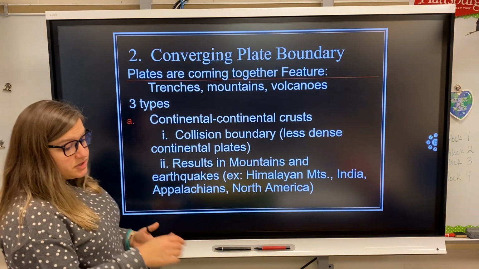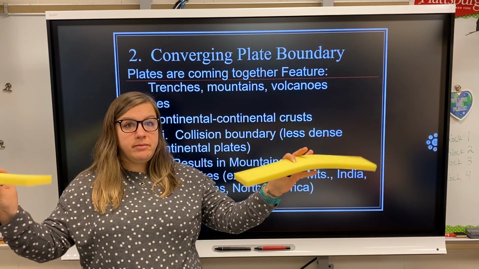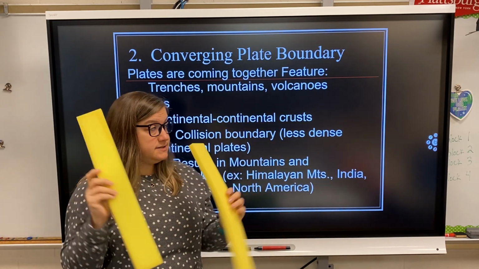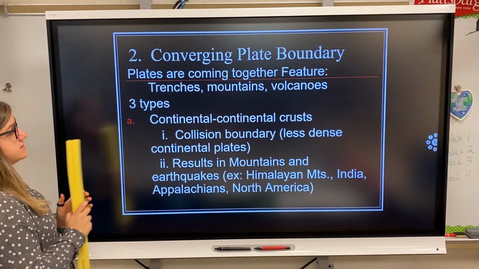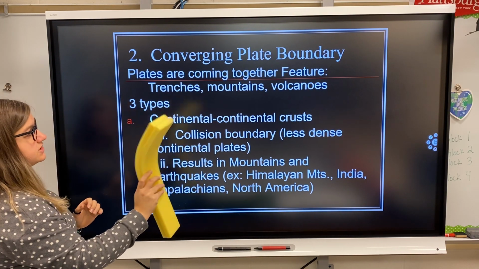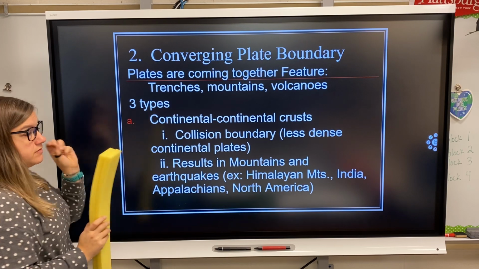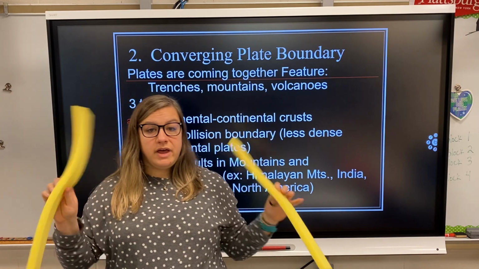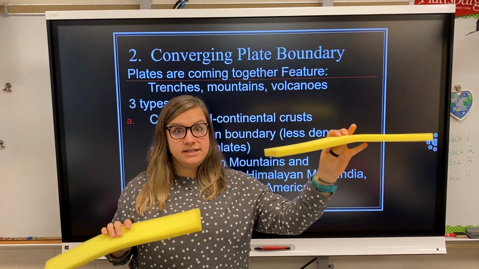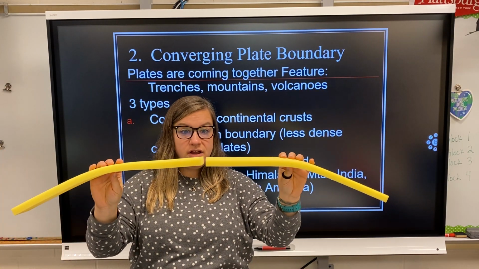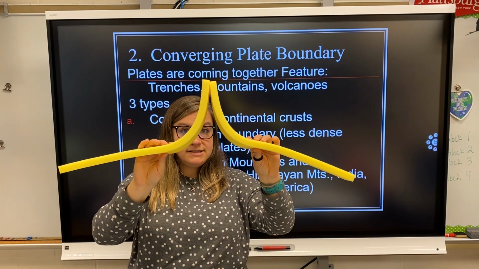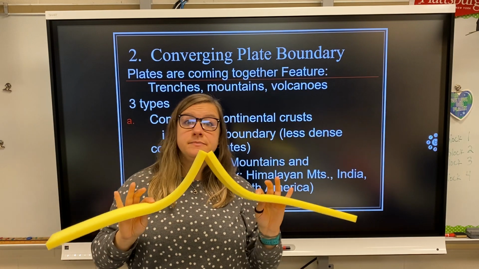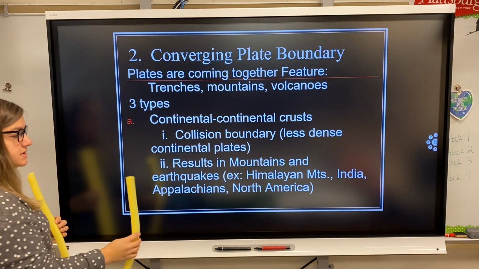Now, convergent plate boundaries is where you have 2 plate boundaries that are coming together and they crash into each other different ways, okay? So this is where plates are coming together, so it creates trenches, mountains, volcanoes, and you have the 3 types. You have continental crust. That's where you have a continental crust, and they crash into each other, and actually both of them will rise up. And this will create earthquakes, and it will create mountains. Okay, it results in mountains and earthquakes.